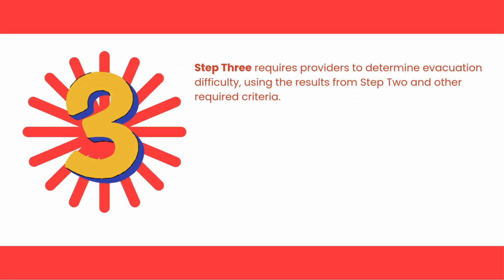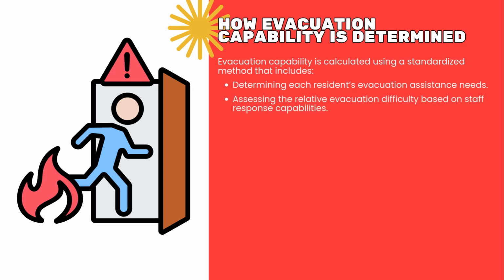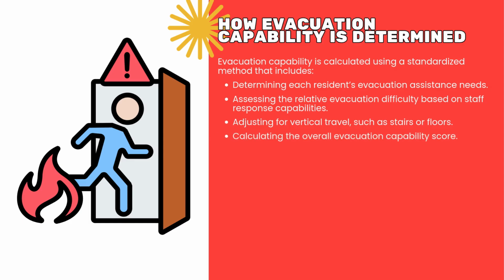Step 3 requires providers to determine evacuation difficulty, using the results from Step 2 and other required criteria. Evacuation capability is calculated using a standardized method that includes determining each resident's evacuation assistance needs, assessing the relative evacuation difficulty based on staff response capabilities, adjusting for vertical travel, such as stairs or floors, and calculating the overall evacuation capability score. This score corresponds to one of 3 evacuation capability levels.